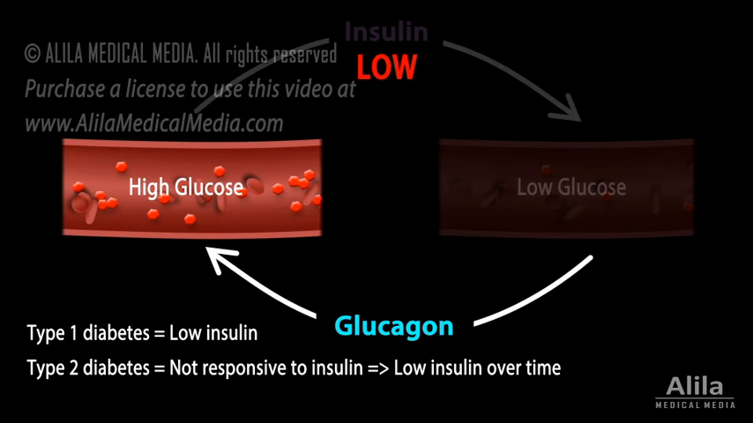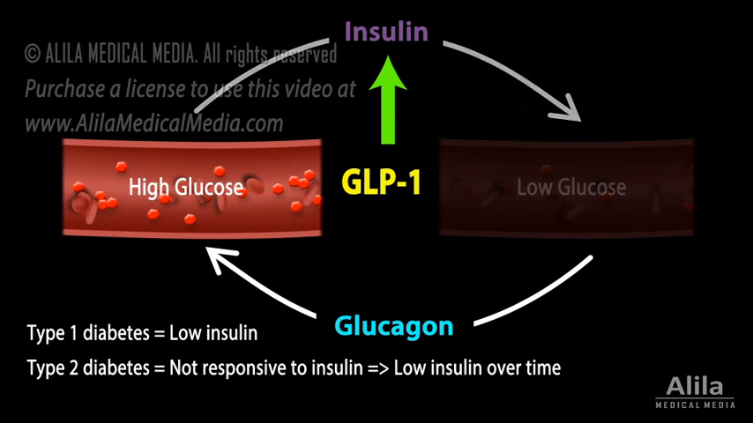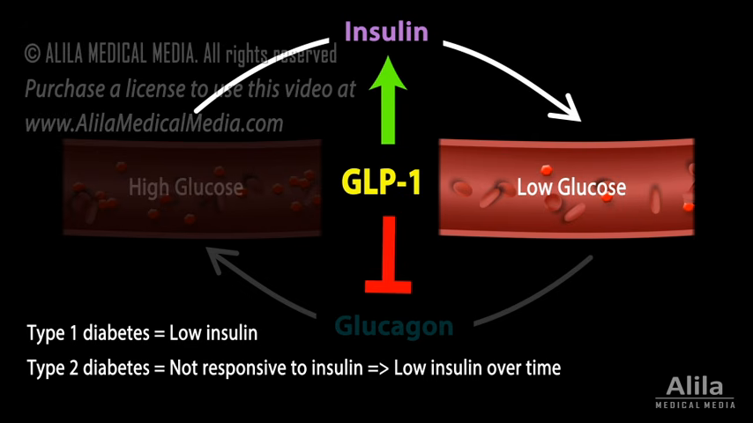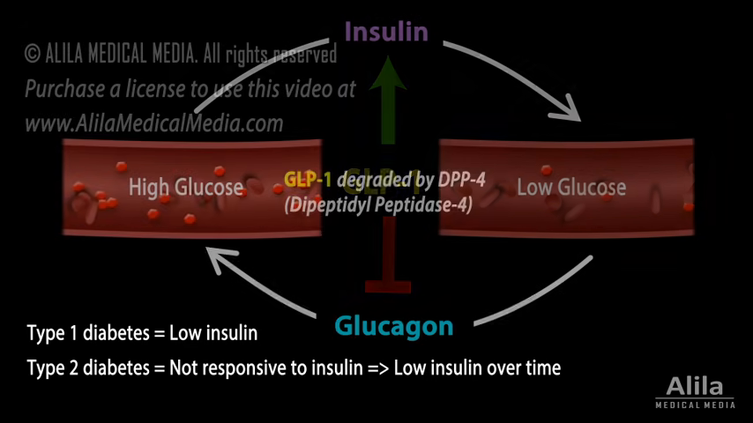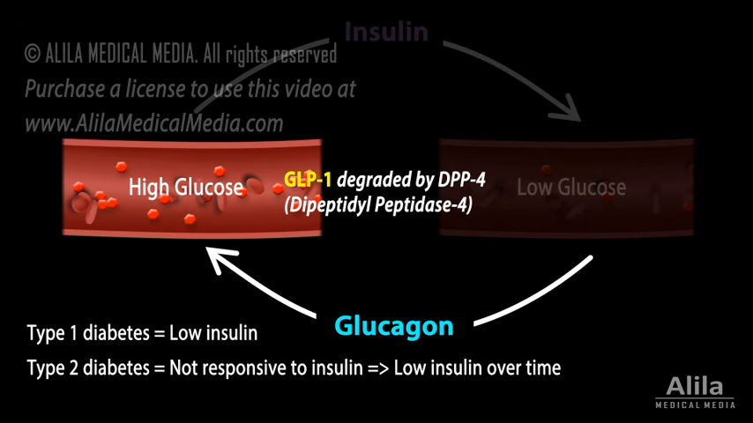The glucagon-like peptide 1, GLP-1, is a hormone released within minutes of food intake. GLP-1 stimulates insulin secretion and inhibits glucagon secretion. GLP-1 is, however, short-lived. It is soon degraded by the enzyme named DPP-4.